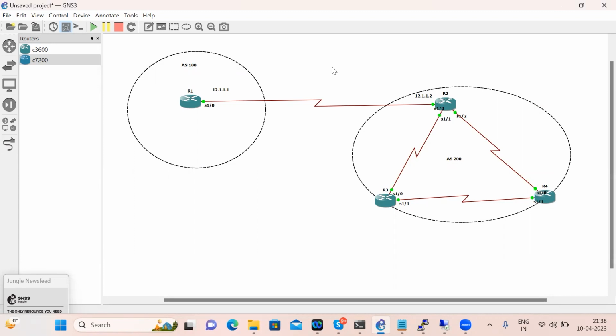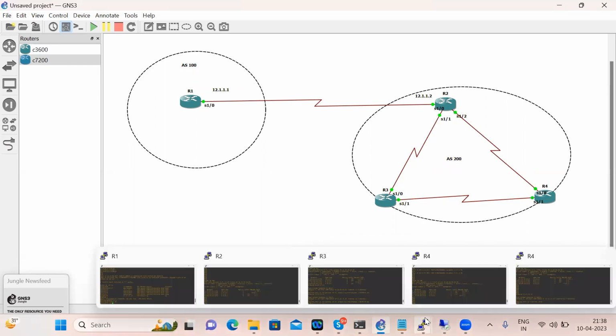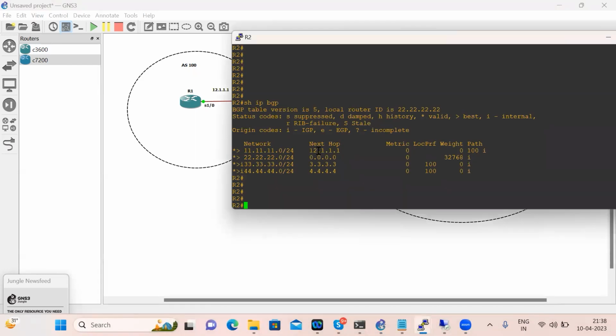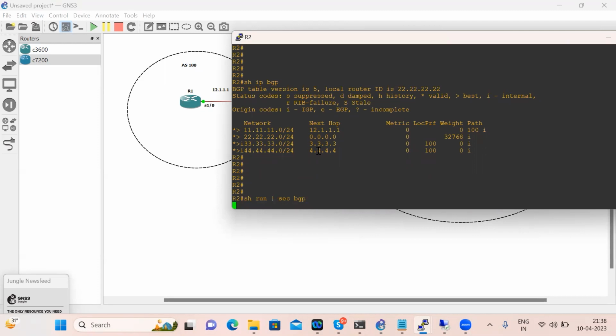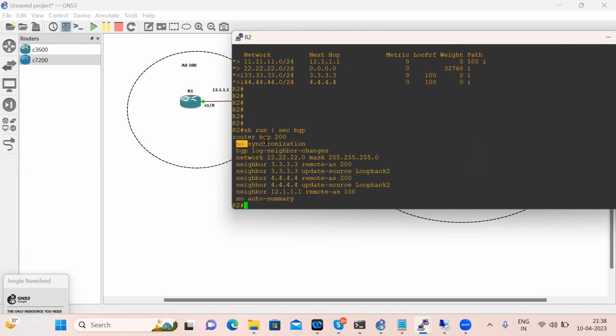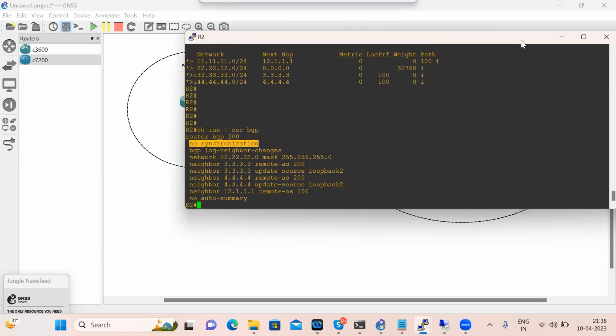So before implementing BGP, you have to remember these rules. What do you have to remember? That I will explain to you now. The first rule is the rule of synchronization. Somebody asked me that day, what does this mean? If you go over here and say show run pipe section BGP, you will see that by default there is one command. Once you enable BGP, it will by default take the command no synchronization. Now what does synchronization mean?